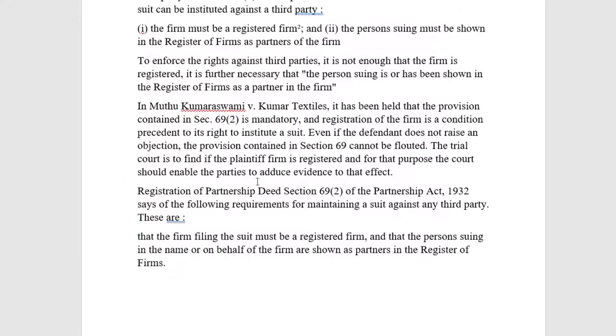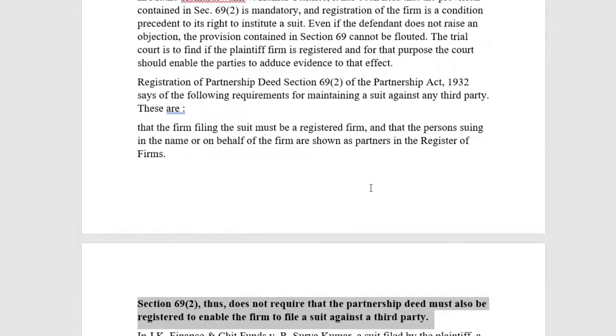The court should enable the parties to adduce evidence to that effect. That means the court is very particular with regard to the registration aspect. As I have told you, the registration of the partnership deed is not compulsory. Here we should not get confused between the registration of the partnership firm and the registration of the partnership deed. If the registration of the partnership firm is made, it can claim the advantages.